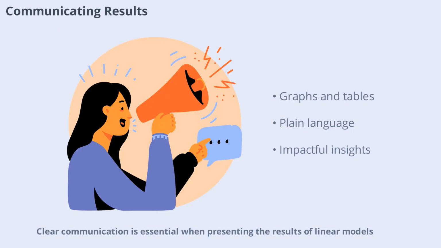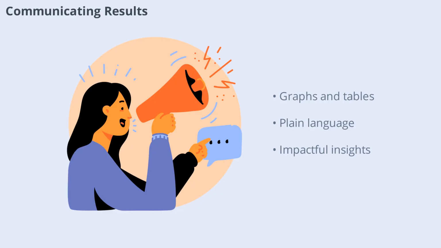Clear communication is essential when presenting the results of linear models. Economists use graphs, tables, and plain language to explain findings to policymakers, business leaders, and the public. Effective communication ensures that insights from linear modeling are understood and acted upon, making a real impact on economic decisions.